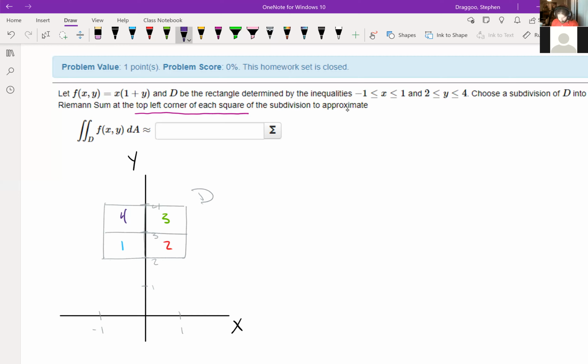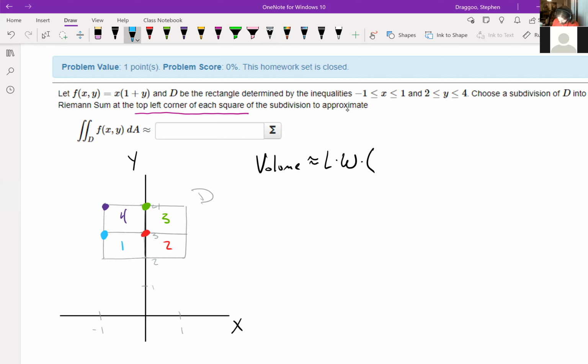And in each one of these spots, we want to go to the upper left corner. So I'm going to need each of these points that I'm filling in, so that each upper left corner corresponds to the color of the label I gave to each rectangle. And we want to approximate the volume of that double integral. So we'd say over here probably that the volume is approximately equal to the length times the width times the height, where the height is going to be the function value of each of these rectangles.